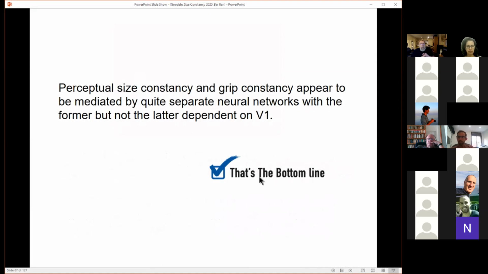So the bottom line of the whole talk then is that perceptual size constancy and grip constancy appear to be mediated, I hope I've begun to convince you, by quite separate neural networks, with the former but not the latter, depending upon these geniculostriate projections.